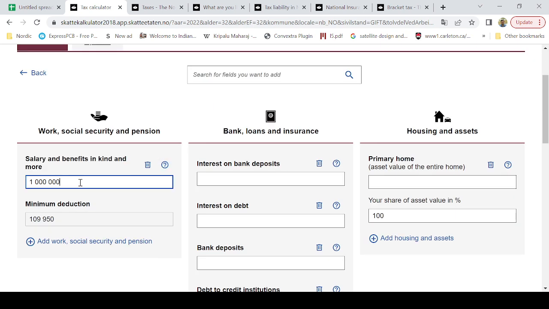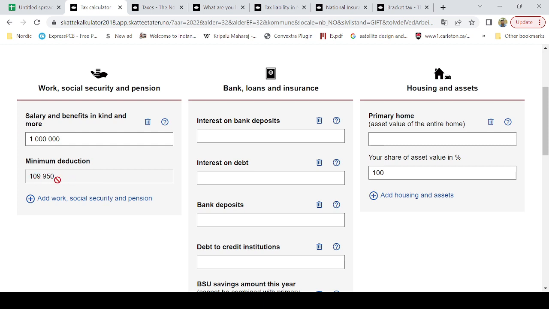So just to make it simple, now it will take you to this page, and here you can see salary and benefits in kind and more. Here I am taking an example of 1 million, 10 lakh for example. So if somebody is earning 1 million in a year, how will this page calculate? Suppose you put 1 million here. This is the minimum deduction, which will get deducted from this and then the tax will be calculated. So on this income there will be no tax, like 1,09,950. This will get deducted from this 1 million.